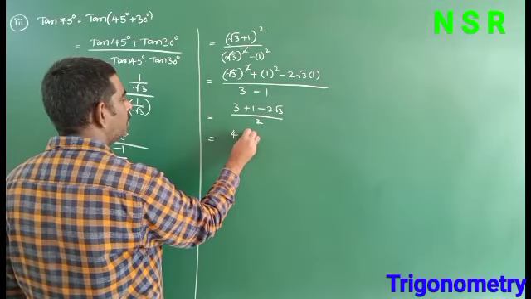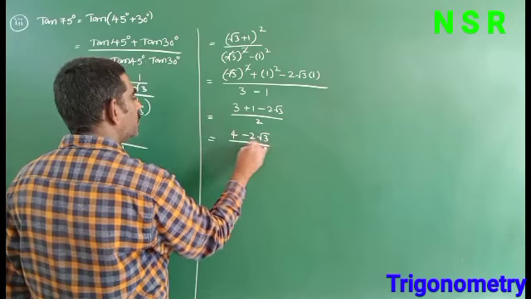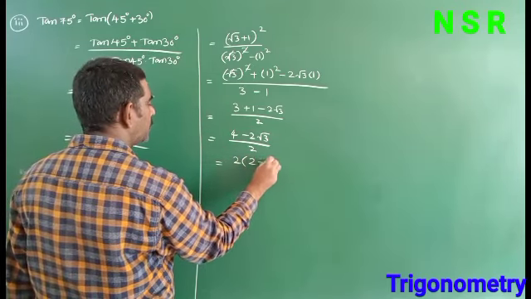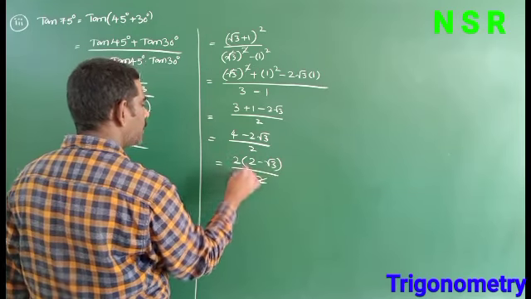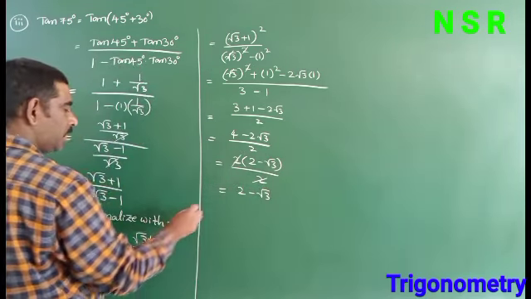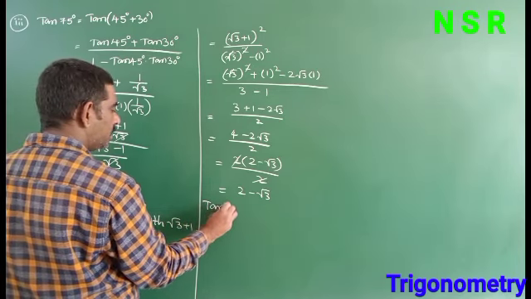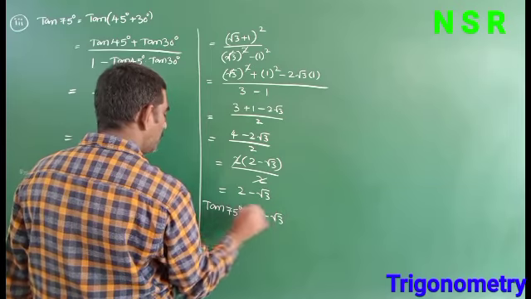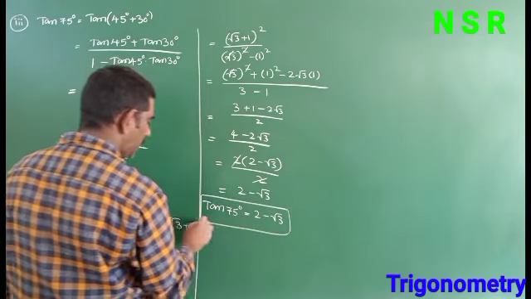So here 3 plus 1 is 4, (4 minus 2 root 3) by 2. Take 2 common, we get 2 into (2 minus root 3) by 2. So 2 gets cancelled, and we get 2 minus root 3. So tan 75 value is equal to 2 minus root 3.